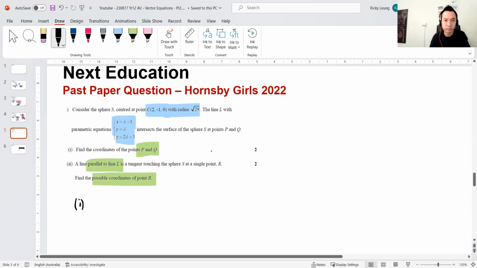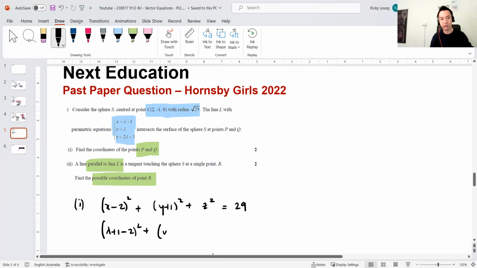So part 1, right? Sub that into the sphere, so the sphere would be (x minus 2) squared plus (y plus 1) squared plus z squared equals 29, right? Yeah. So let's sub it in. So I get (lambda plus 1 minus 2) squared, (lambda plus 1) squared plus (2 lambda plus 3) squared equals 29. Please be a nice quadratic when I expand. It looks like it, right?